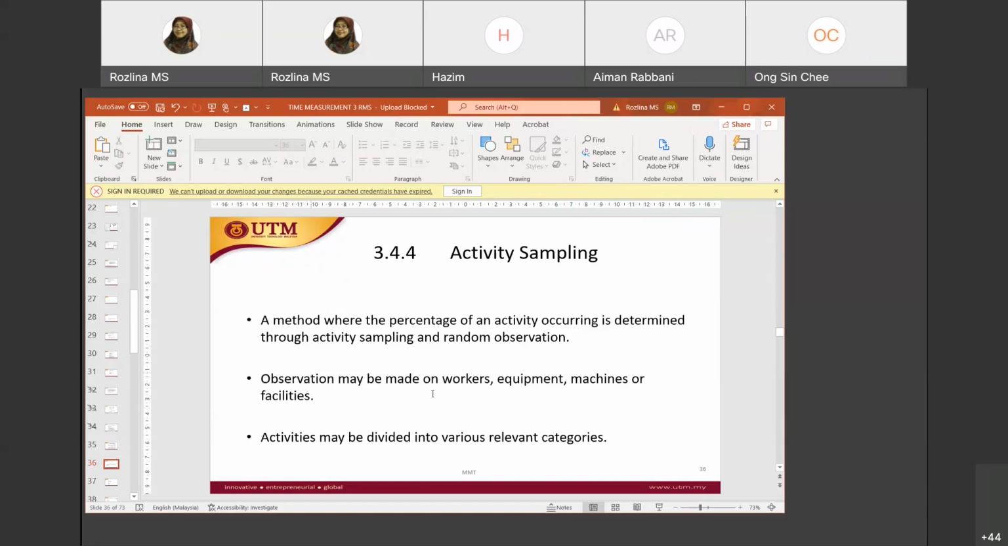Depends. If you want to observe workers, you will see the busy and idle for the workers. If you want to see the observation for the equipment, you want to see what the activities for the equipment are, either it is functioning, or maybe it is under maintenance or what. So for machines and facilities, you can do the observation for all these activities. Okay, activities may be divided into various relevant categories.